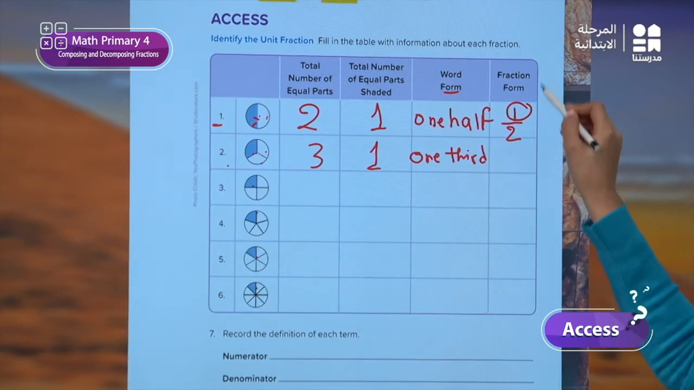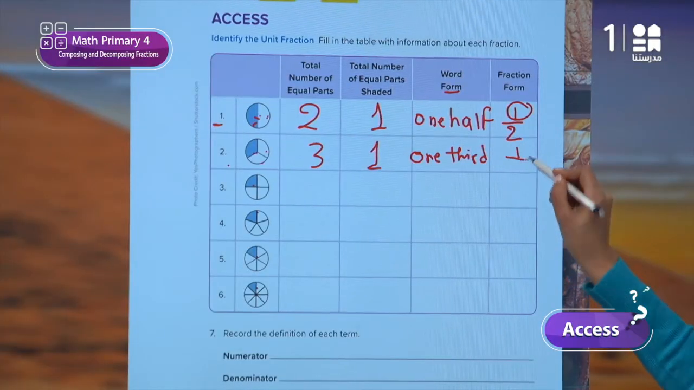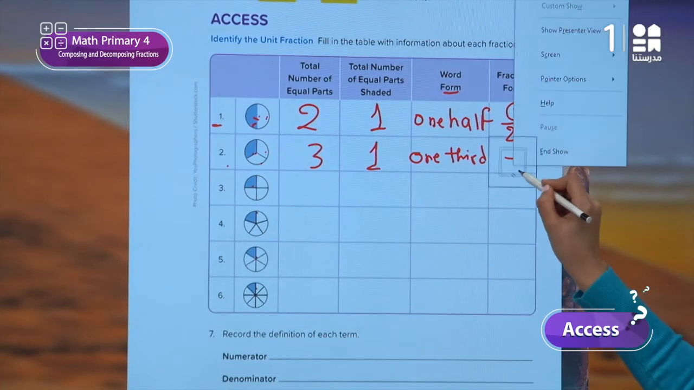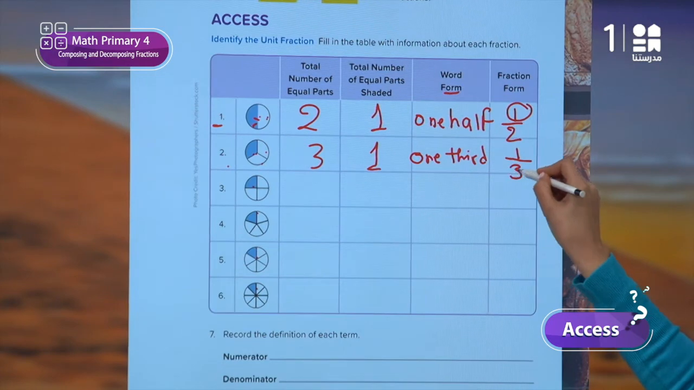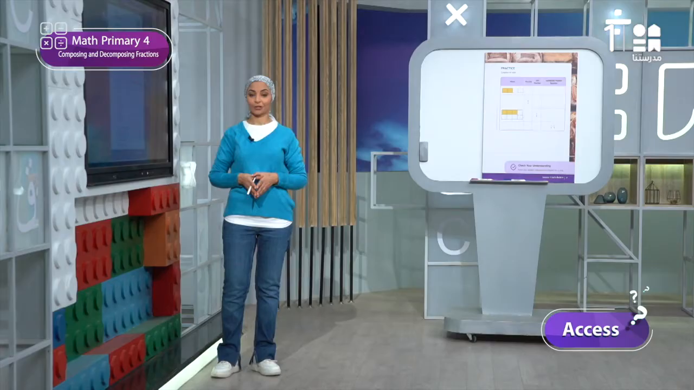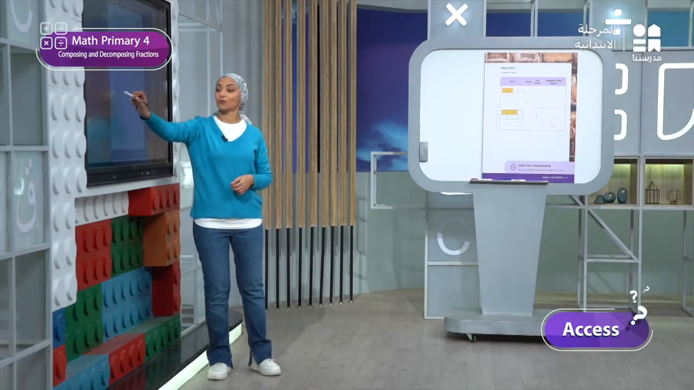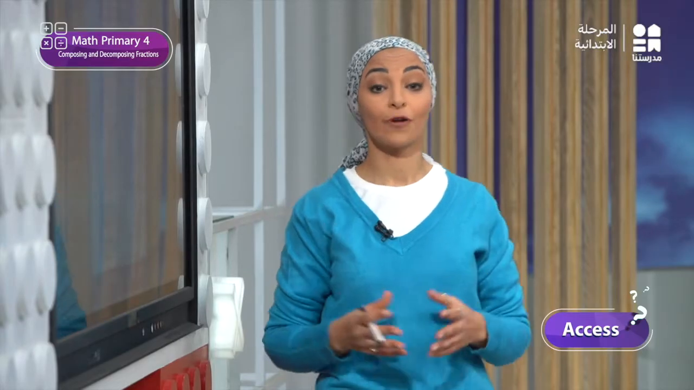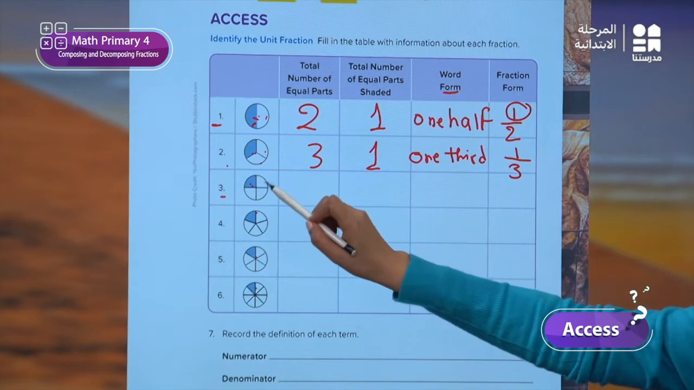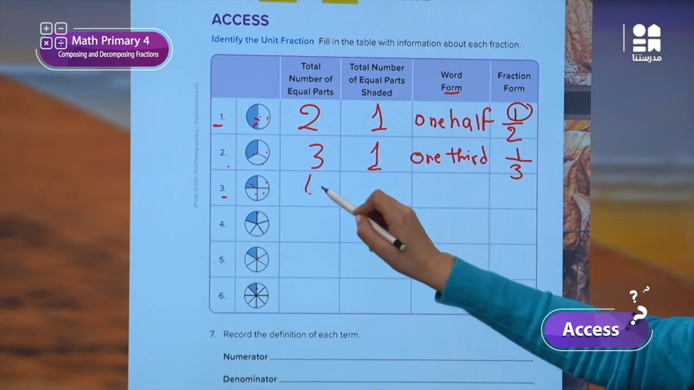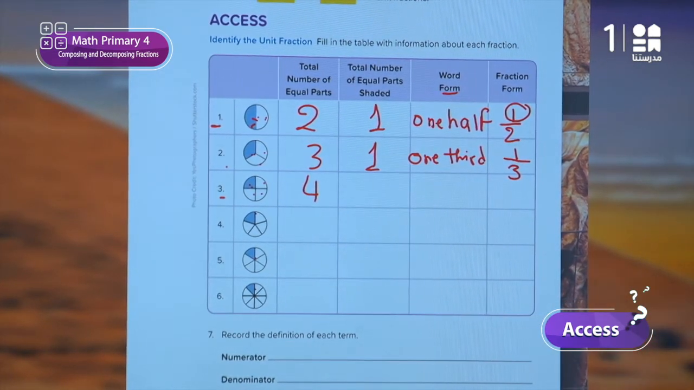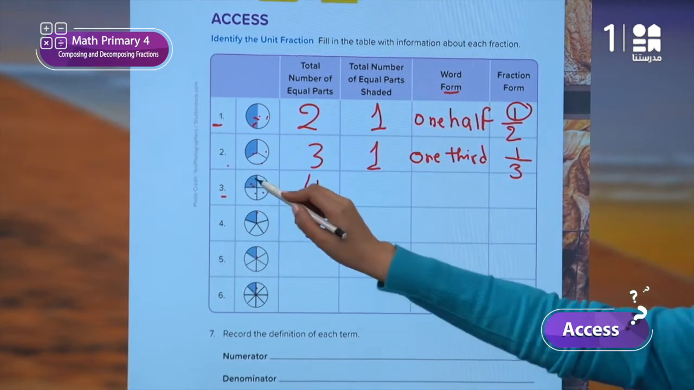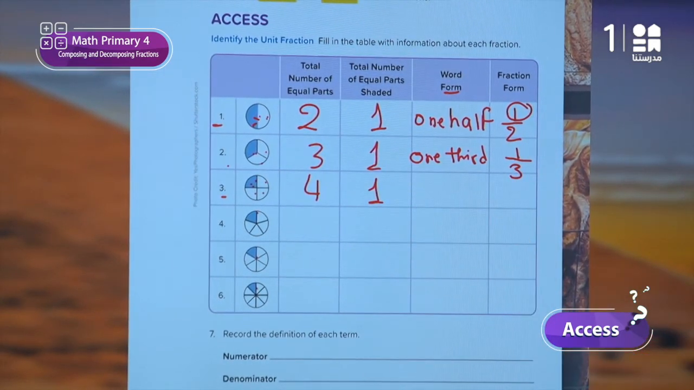What about if I want to write it in the fraction form? Yes, I will write 1 in the numerator and 3 in the denominator because 3 are all the parts. And now let's move to problem number 3. Problem number 3, here I have a shape divided into 4 equal parts as you see here. So all the parts I have are 4 parts. What about the shaded part? I have only one shaded part.